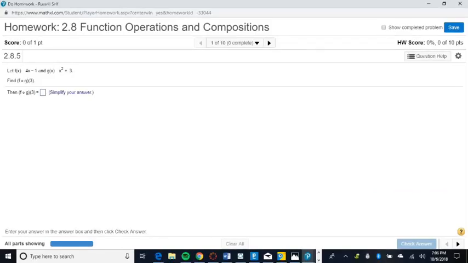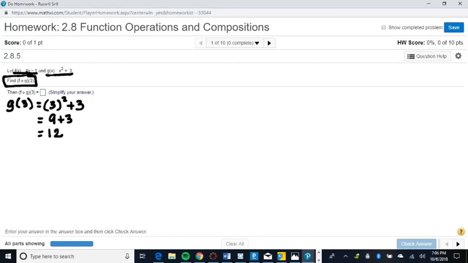Okay, so here we have our functions, and we're told to find f of g of 3. So the first thing we need to do is find g of 3. So make sure you're using the right function. This is your g of x function. This is your f of x function, so make sure you're using the correct one. Everywhere there's an x, you're simply going to replace it with 3 in the first one. So that's 3 raised to the second power plus 3. 3 to the second power, of course, is 9, plus 3. So 9 plus 3 gives you 12. So g of 3 is 12.